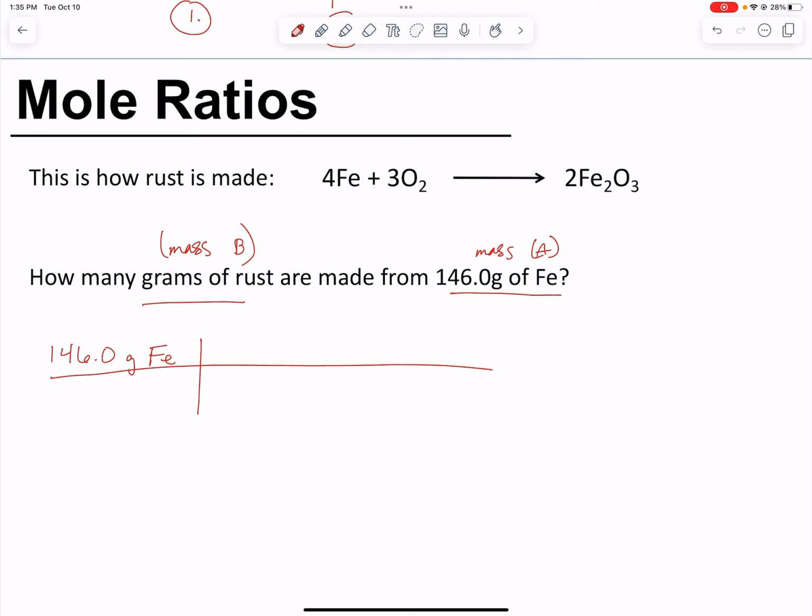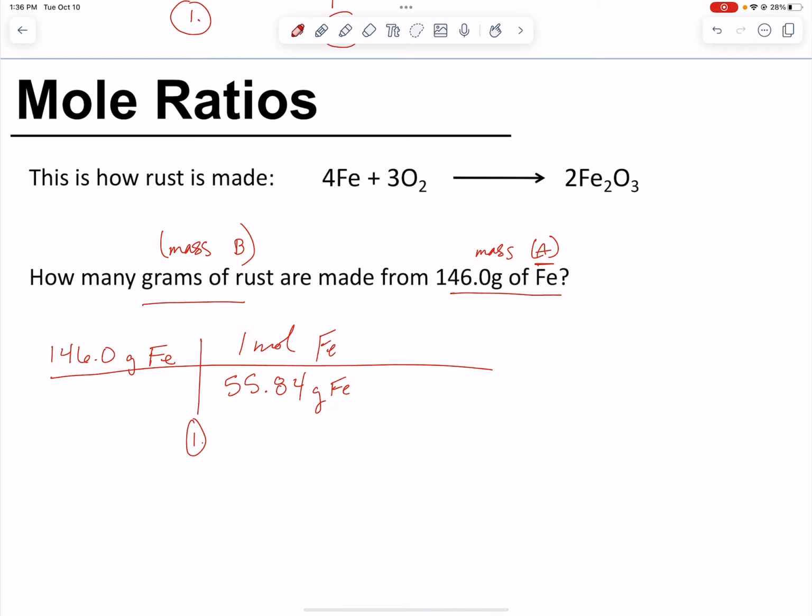Well, I thought I did. There it is. Okay, iron weighs 55.84 grams for every 1 mole. So I just pulled that right off the periodic table. So this is step 1. Plug in the molar mass of substance A, which for us is iron.